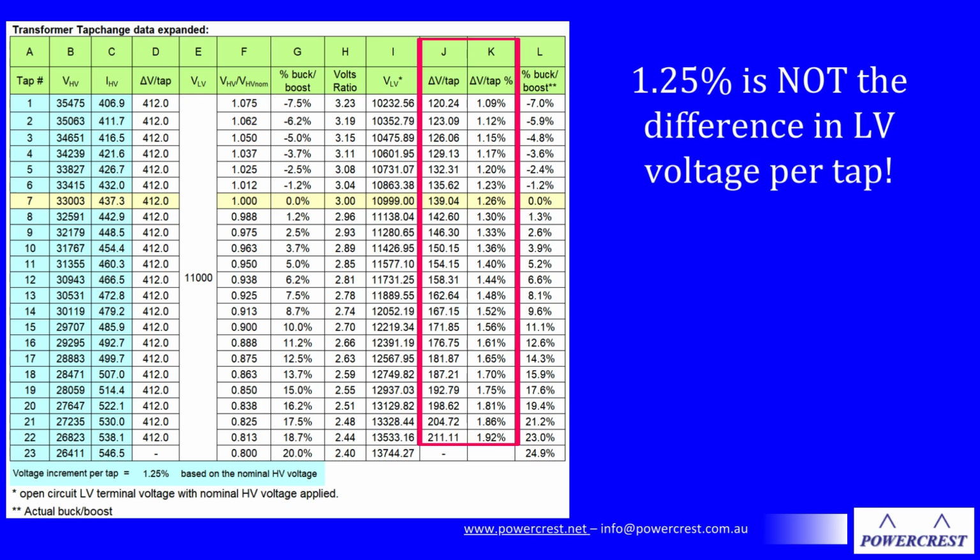Columns J and K show that the actual measurable increment per tap is not constant. It is only around 1.25% at nominal tap. However, as a rough approximation, 1.25% may be assumed at the LV side, particularly for tap positions close to the nominal.